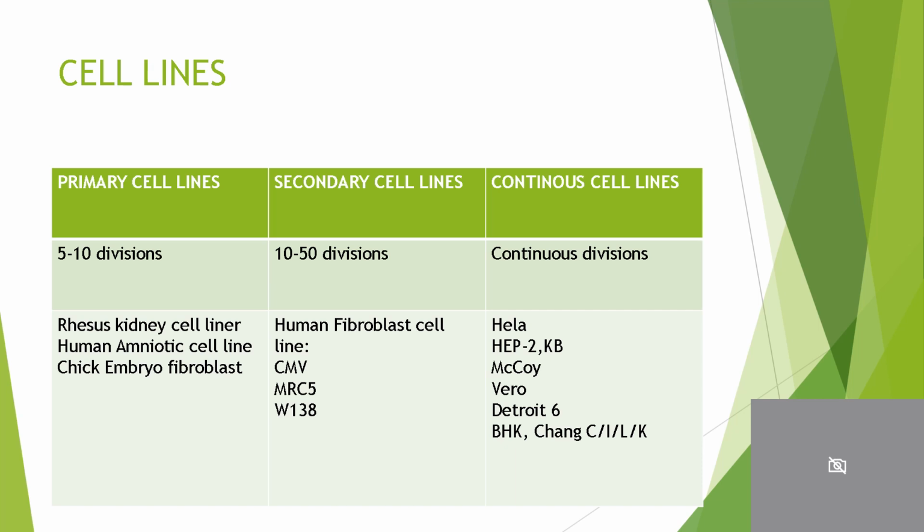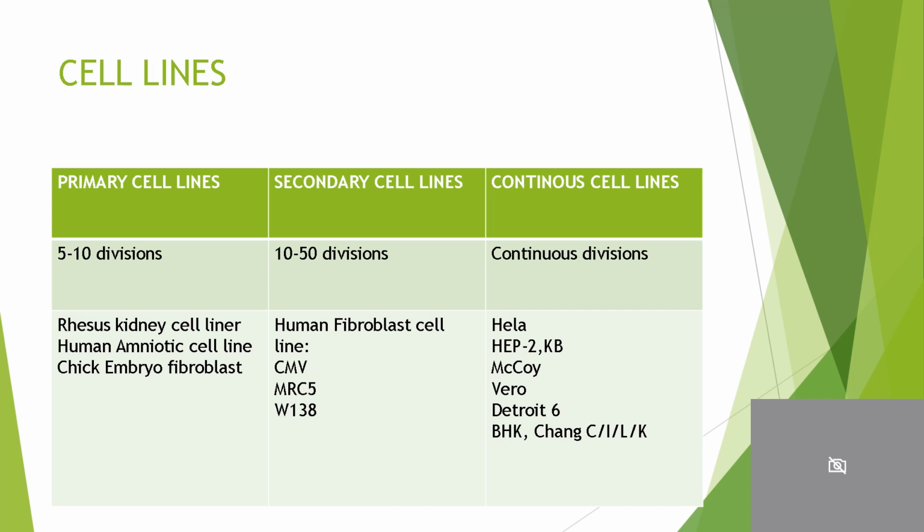Now what are these cell lines? There are certain primary cell lines, secondary cell lines and continuous cell lines. How can you remember primary cell lines? Now they are the ones which can undergo 5 to 10 divisions. Secondary are the ones which can undergo 10 to 50 divisions, and then continuous cell lines are the ones with continuous divisions.